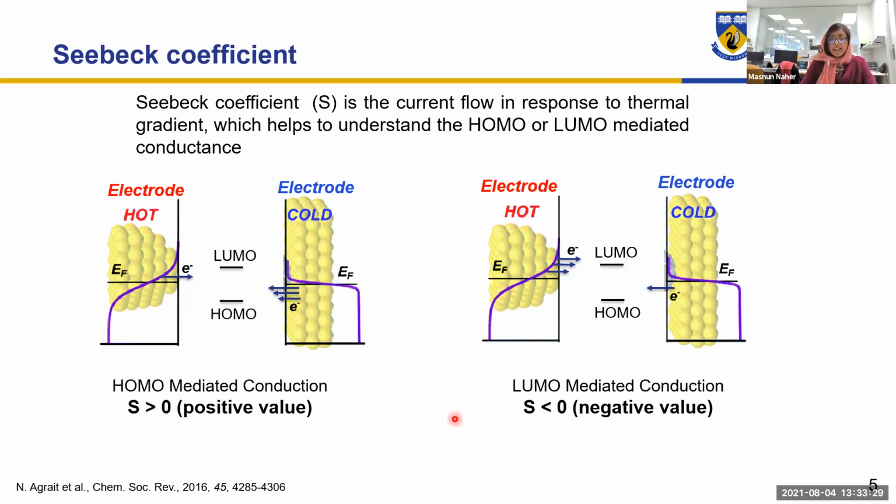On the other hand, in the case of LUMO-mediated conductance, more electrons from the hot electrode start to flow through the LUMO orbital to the cold electrode, again because these electrons are aligned with the LUMO orbital. And in that case, it gives a negative Seebeck value. Now, from the experimental Seebeck coefficient, whether the value is positive or negative, we can understand whether the electron is flowing through the HOMO or through the LUMO orbital.